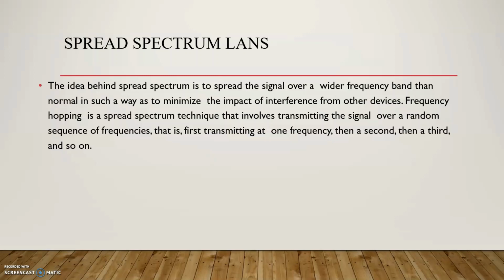Spread spectrum LANs. The idea behind spread spectrum is to spread the signal over a wider frequency band than normal, in such a way as to minimize the impact of interference from other devices. Frequency hopping is a spread spectrum technique that involves transmitting the signal over a random sequence of frequencies. That is, first transmitting in one frequency, then in a second, and then a third, and so on.